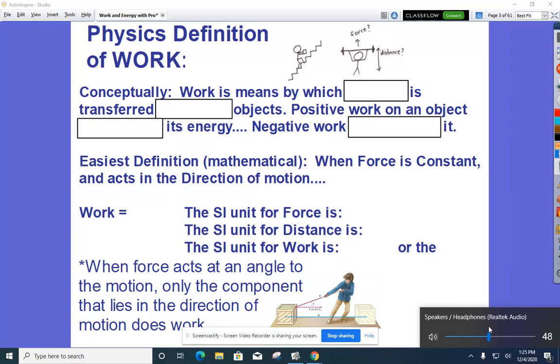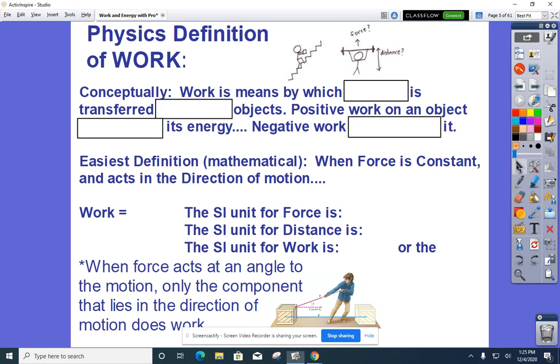Okay, in this video, we take a look at the physics definition of work. You've certainly heard of the quantity work before, but oftentimes it's used in everyday language. Physics has a very special definition for work, and it's very much related to the concept of energy. So let's go ahead and define it.